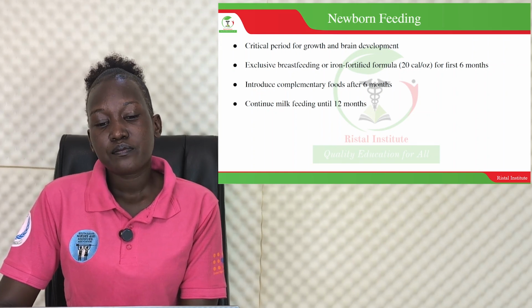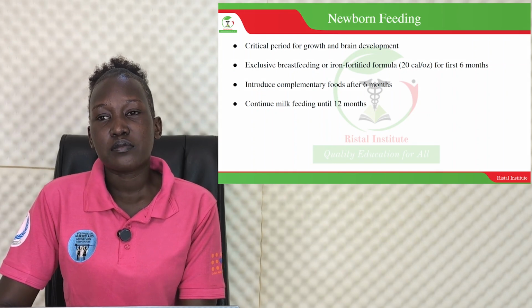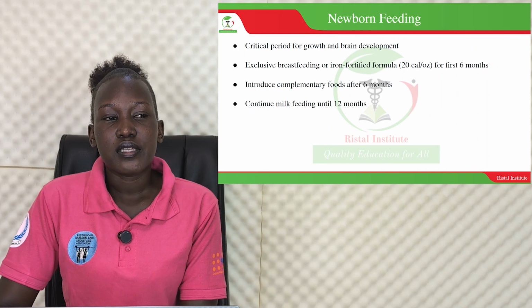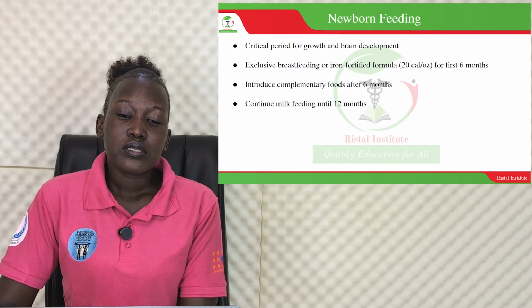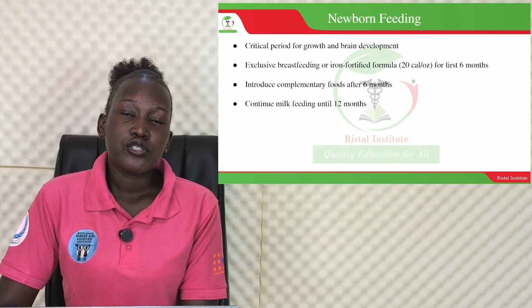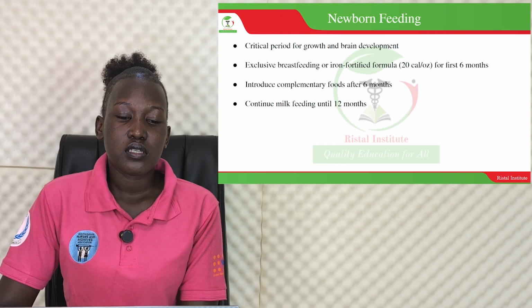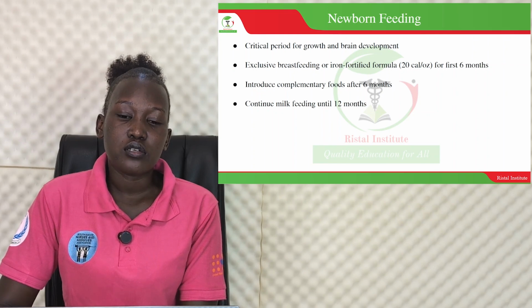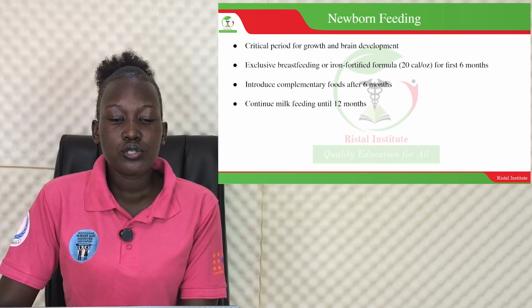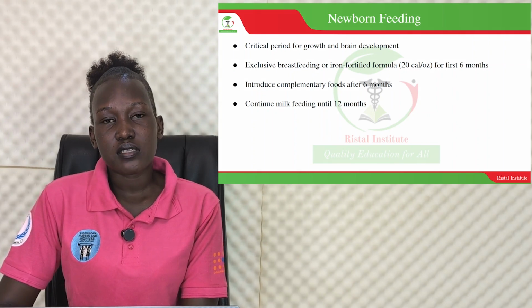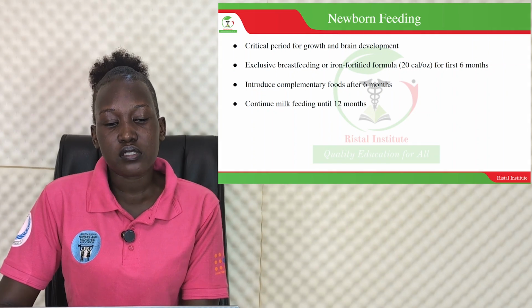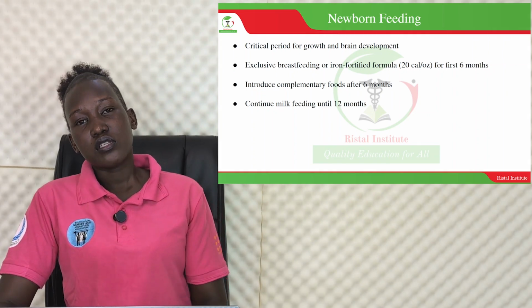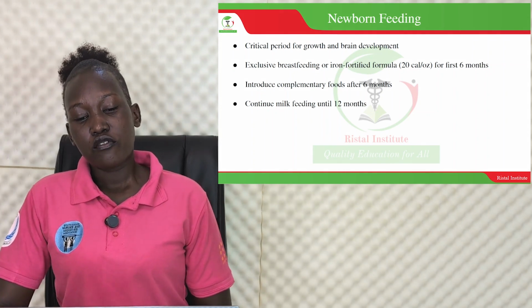So the iron fortified formulas are given for those other newborns whose mother died at birth. Then the ones who have the mother should exclusively breastfeed. That means the baby should feed only on breast milk. Introduce complementary feeds after 6 months. Those are the other feeds like porridge that should come after 6 months. Continue feeding until 12 months.